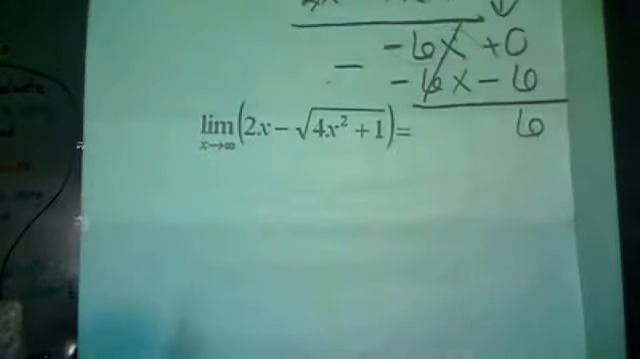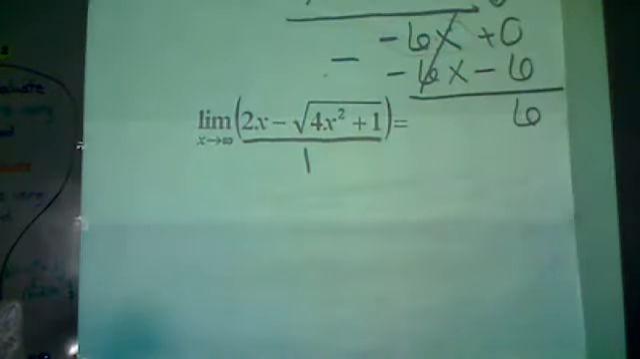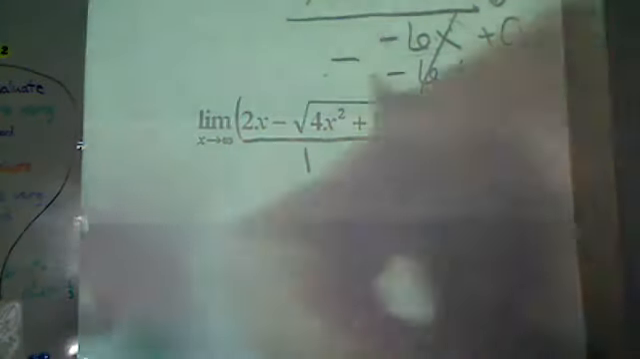I want you to try this last example on your own. I'll give you a hint. You're going to have to put all of this over 1 and then rationalize the numerator. Your final answer will be 0. Good luck.